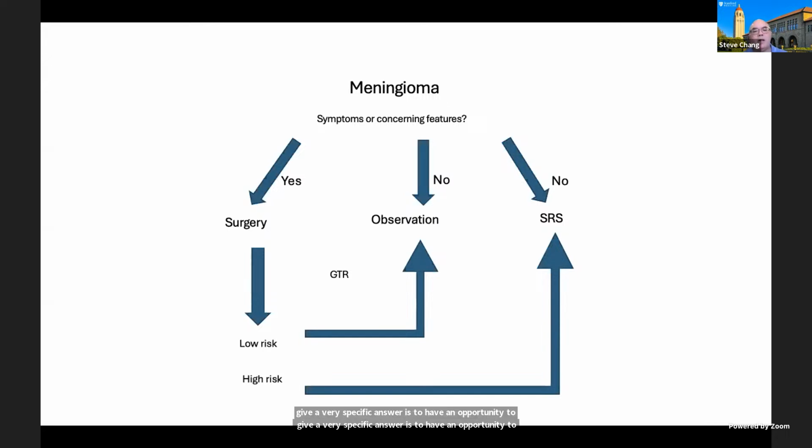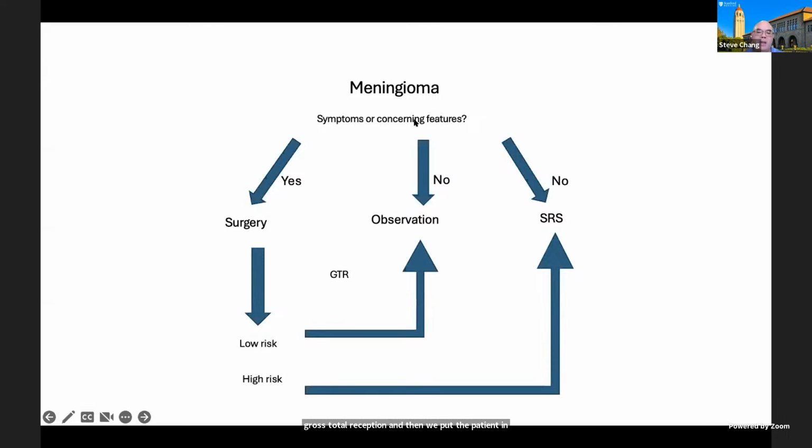So this flow chart here, what we do is when we have a patient with a meningioma, if the tumor is large and they're symptomatic, it's clear they're going to need surgery. And then we go down this chart here. If the surgery is low risk, we take out the whole tumor. This is a gross total resection. And then we put the patient in what's called observation mode. They get periodic MRI scans.